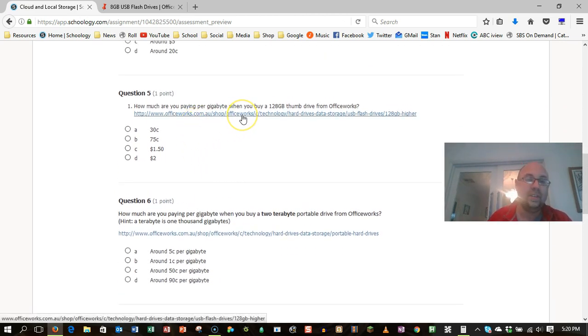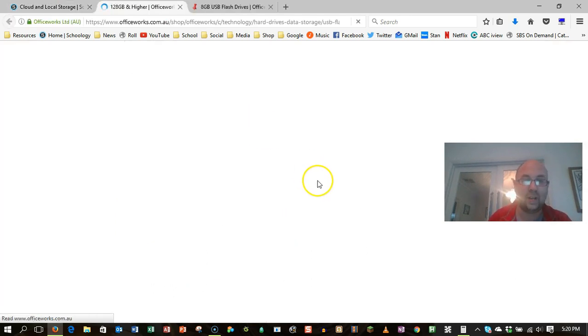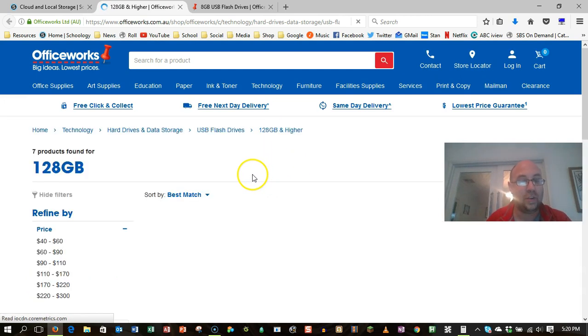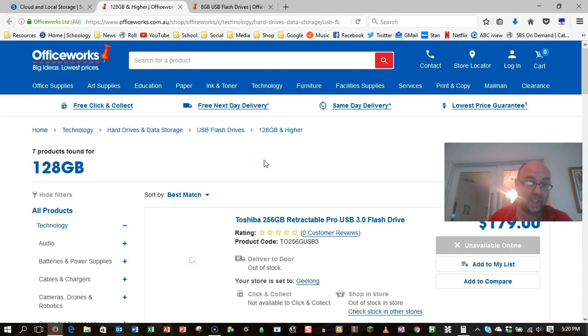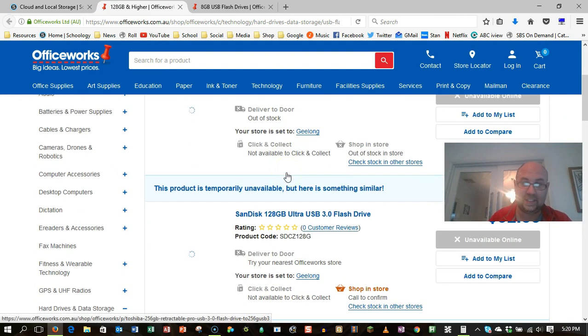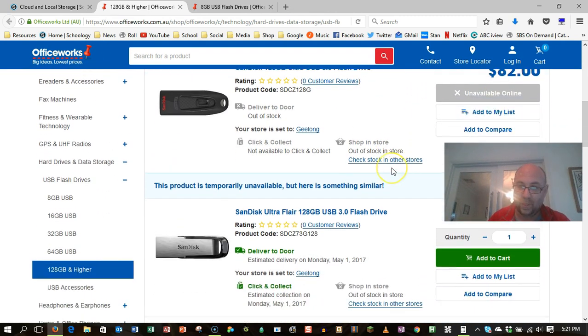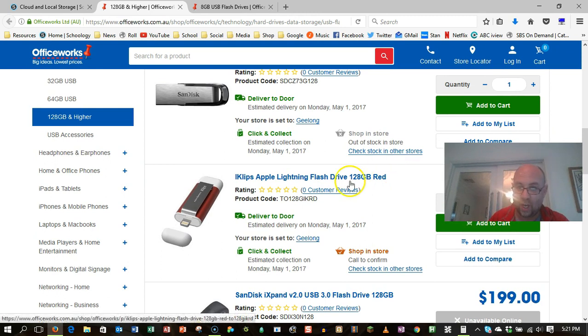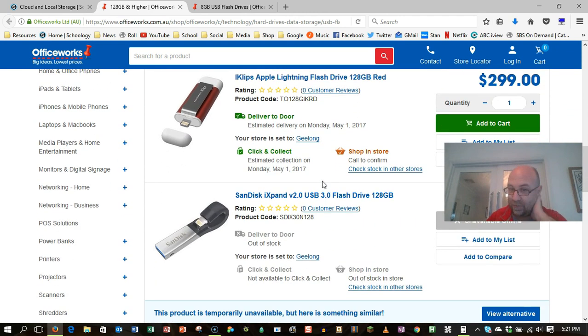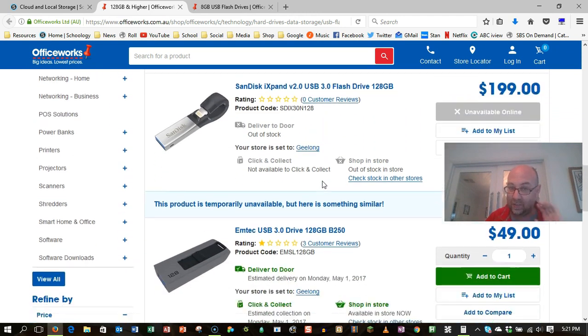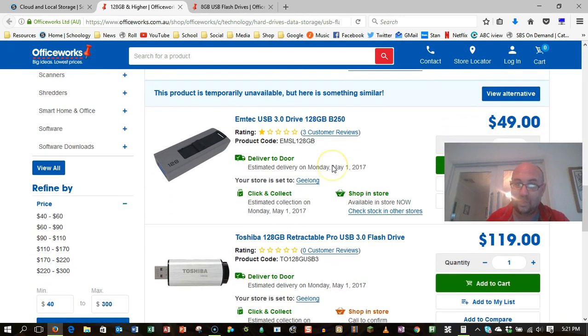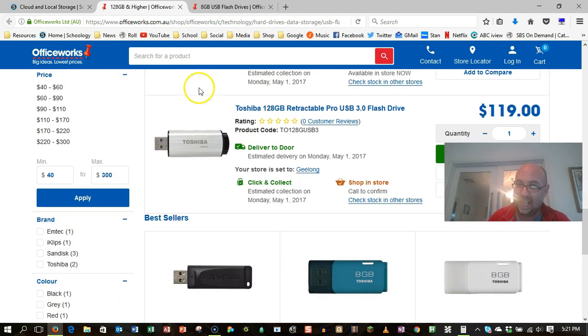So this next one, where it says how much you're paying per gigabyte for a 128 gigabyte thumb drive, it's a little bit misleading. When you go through, the first one to come up, well, at least when I'm doing it, is a 256, so that's throwing your price out. Generally speaking though, you're looking at prices from 82, 99. That one's really expensive, $300. That one's really expensive. This one's down to $50, $119. I would work with a price of $100.